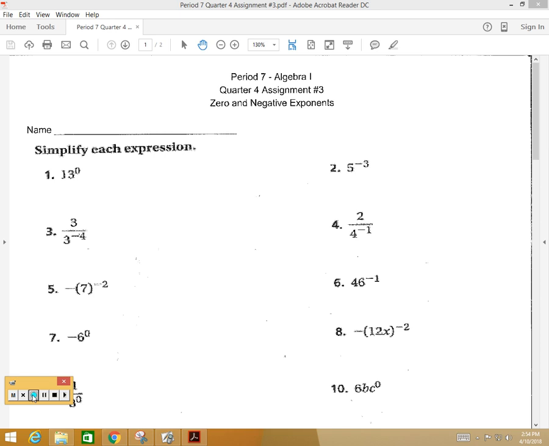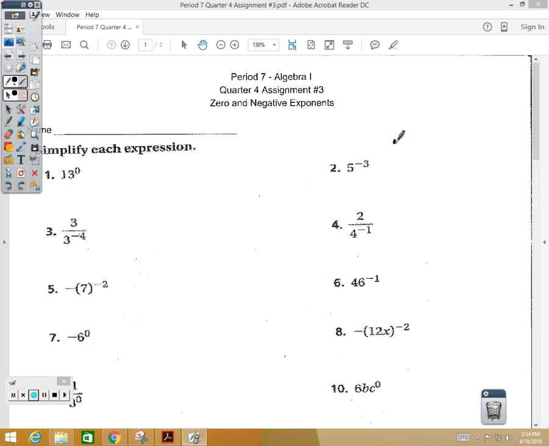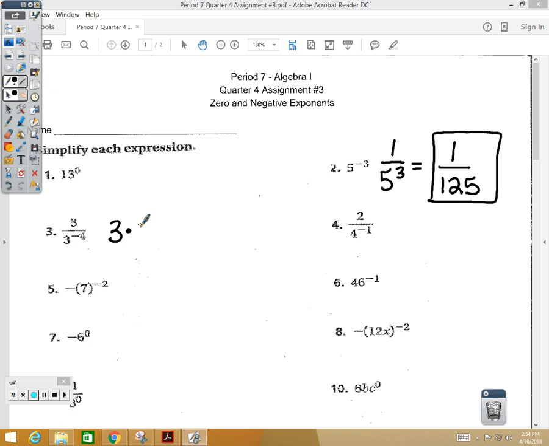So in number 2, the first thing that you would want to do is write it so that you have 1 over 5 to the 3rd power, and then you'd want to actually tell me what that is. Now, if you have a variable base, you can't work that out. But if your base is a number, you can actually work it out. So 5 times 5 is 25, and 25 times 5 is 125. Yeah, so your 3 would stay up top, and then your 3 to the negative fourth would become 3 to the positive fourth. And then, yes, tell me what that is. Okay?